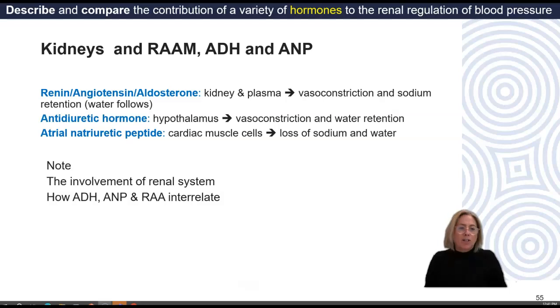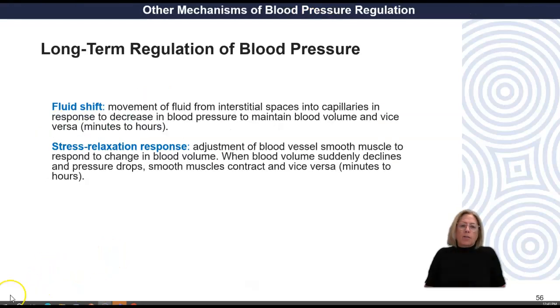And then atrial natriuretic peptide is released by cardiac muscle cells, and it will cause a loss of sodium and water, and the net effect of that then is to decrease your blood pressure. So just take note of the involvement of the renal system in all of this and how these three hormones sort of interrelate.